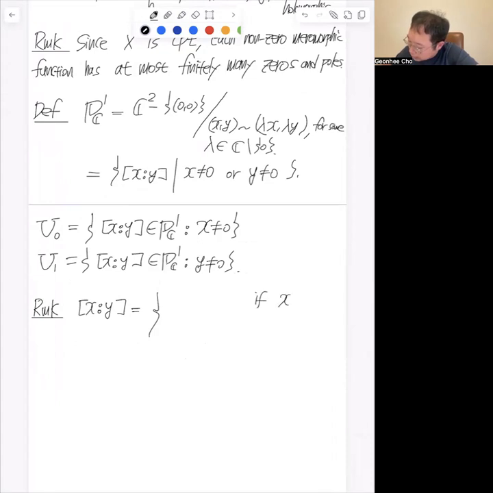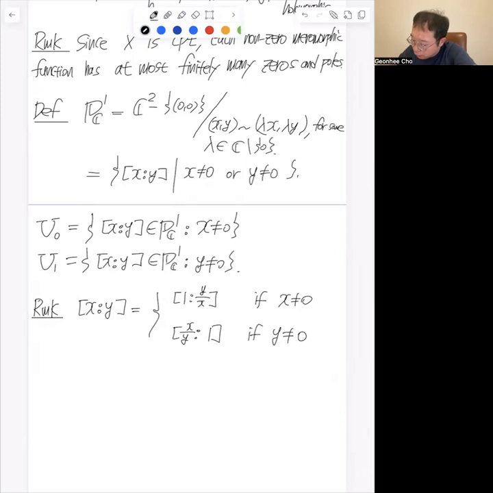If x is non-zero, namely this point is an element inside U0, then you can see that this can be identified as [1 : y/x]. And if y is non-zero, of course, there should be a possible overlap for sure. However, still, we can consider either of the two scenarios. Then this can be also written as, so that we can just make the y component to be 1, [x/y : 1].